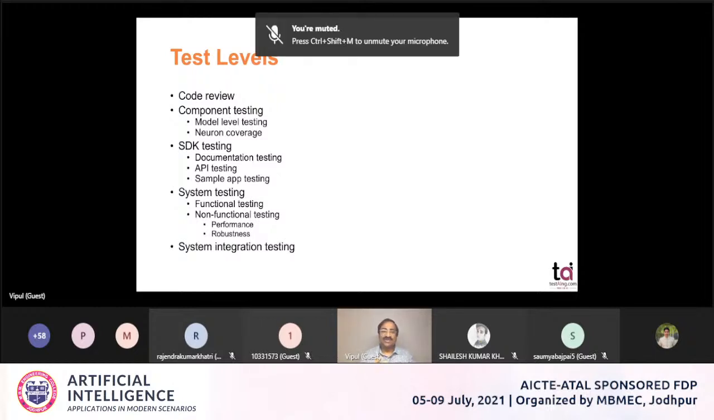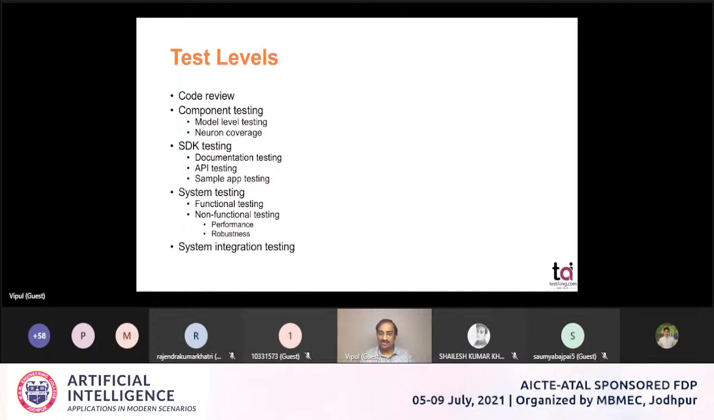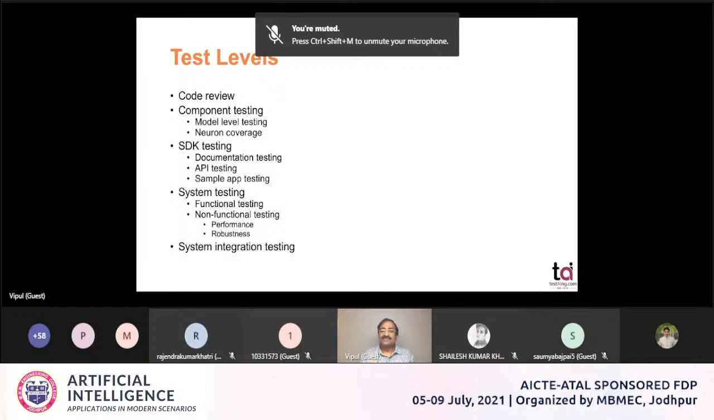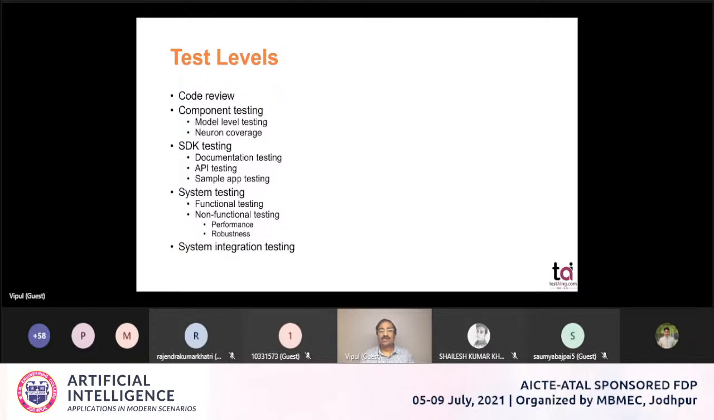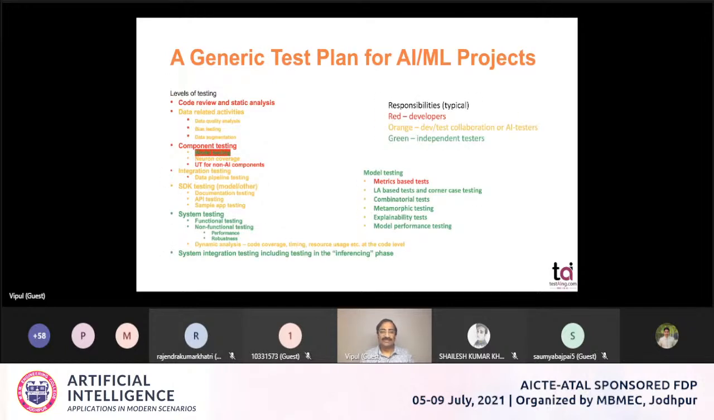So basically what you need is SDK testing, API testing, sample app testing, documentation testing for the model that you are giving out. So there are standards that are emerging about documentation of models and so on, so that when you exchange models, when you send a model to somebody, or when you sell a model, then people understand details about your models. Okay. Then there is system testing and system integration testing, which are normal levels that will happen.